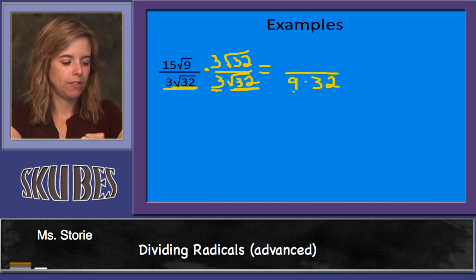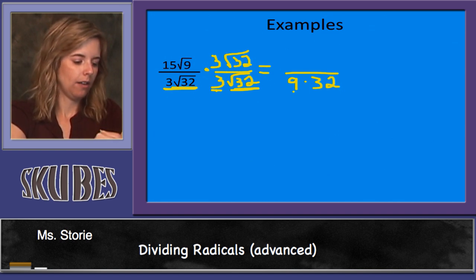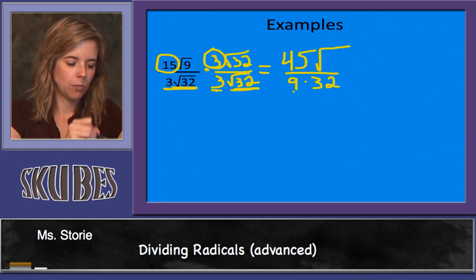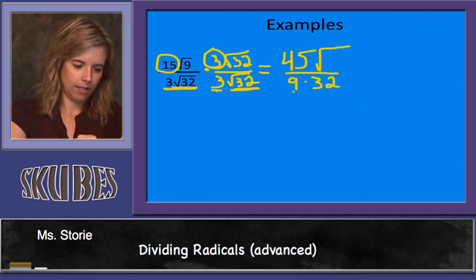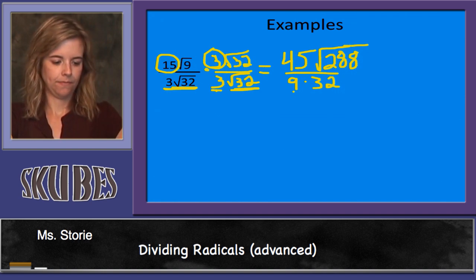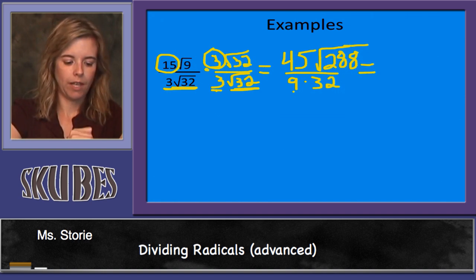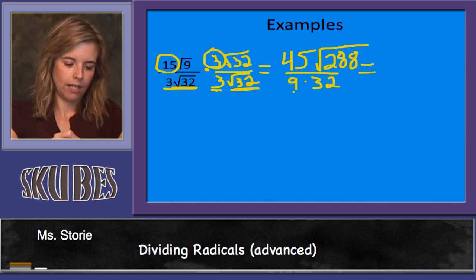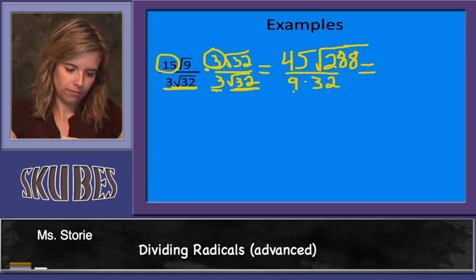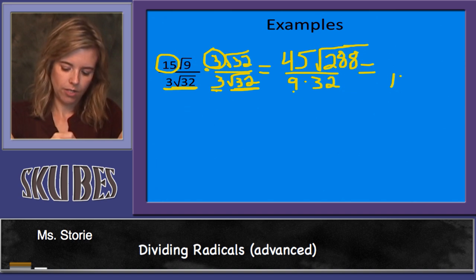We're going to have to multiply 15 times 3, and 15 times 3 is going to be 45. And then we do have to multiply 9 times 32, and 9 times 32 is 288. Let's go ahead and finish out the multiplication, especially on the bottom. You're going to get 9 times 32, which is 288.